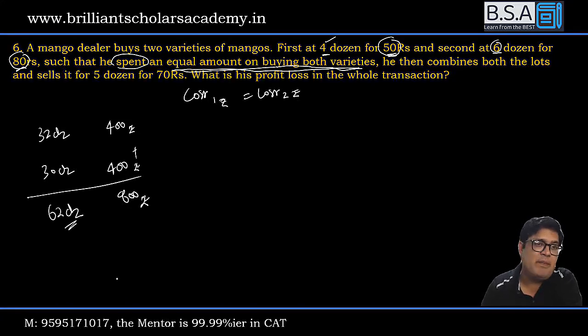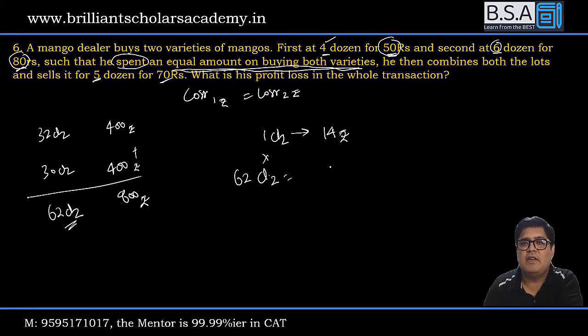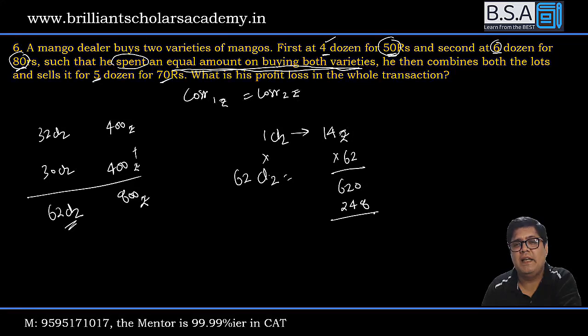Now when these are being sold, be a little careful. 5 dozen were sold for 70 rupees. So can I say 1 dozen will be sold for 14 rupees? So 62 dozens will be sold for 62 into 14. 10 into 62, 620. 4 into 62 is 248. So 868 is the selling price for 62 dozen.